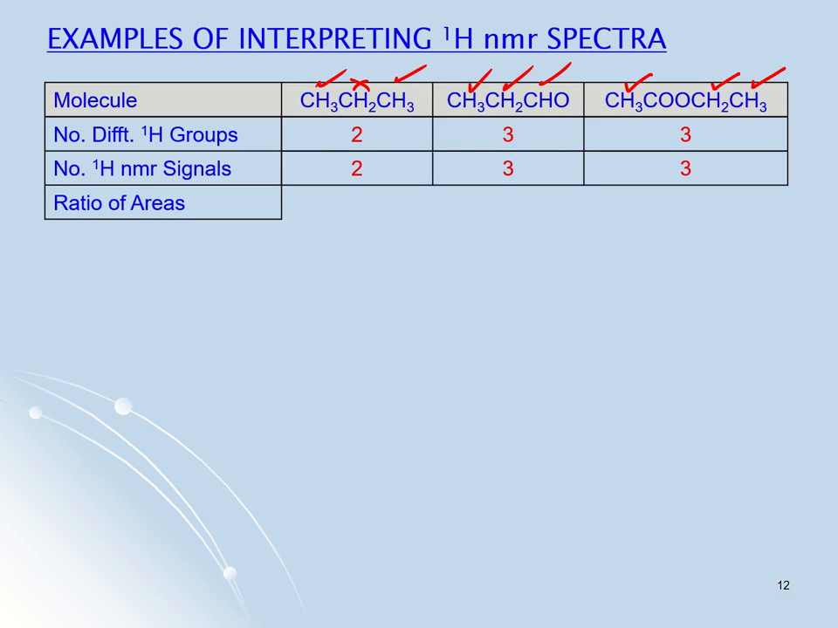So the number of different hydrogen groups correlates to the number of signals. The ratio for the first one, I have 2 CH3 groups and 1 CH2 group, so that's 6 to 2 or 3 to 1. And the next one, I have a CH3, a CH2 and a CH. Okay, so that is actually not right. It's a 3 to 2 to 1. Okay, and on the next one, I have a CH3, a CH2 and a CH3, so that's a 3 2 3.